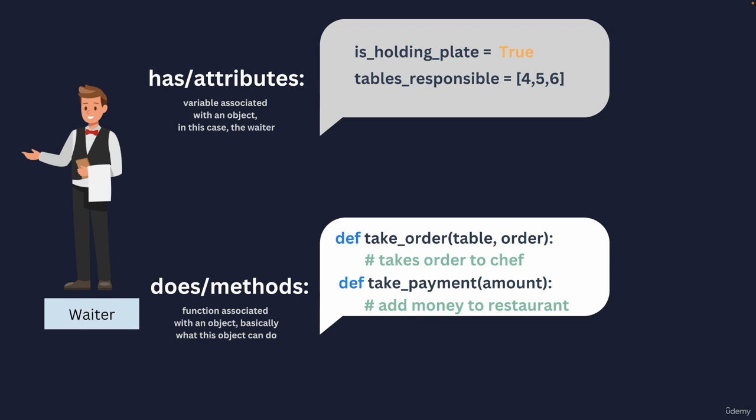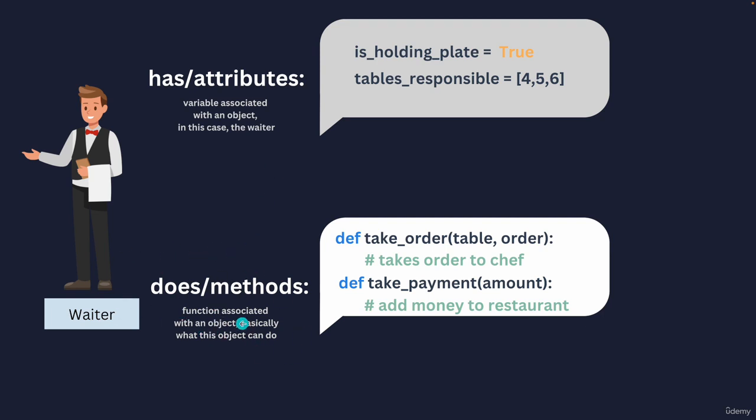When you think about an object in object-oriented programming, it has attributes. Imagine your attributes as a person: your hair color, whatever you associate with yourself, the color of the shirt you're wearing, or how tall you are. So that would be your attributes, right? In object-oriented programming, the attributes of this object are: are they holding a plate? Which tables are they responsible for? That's just the values that are associated with you or that object.